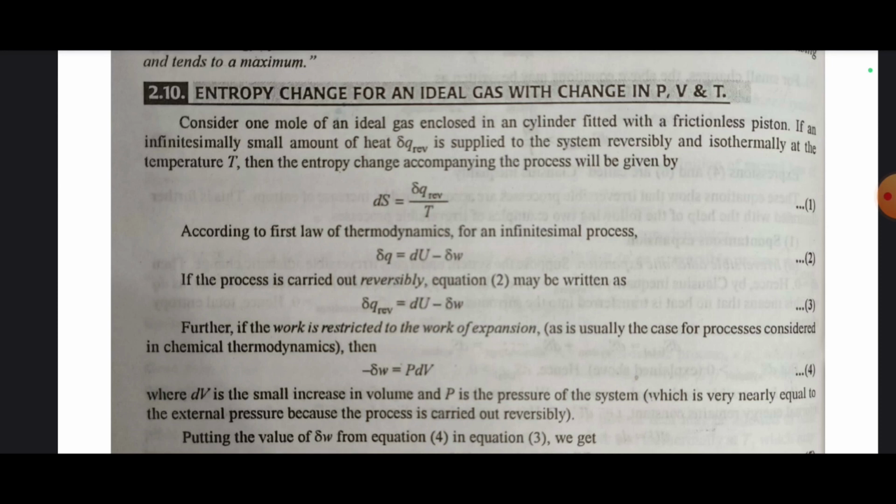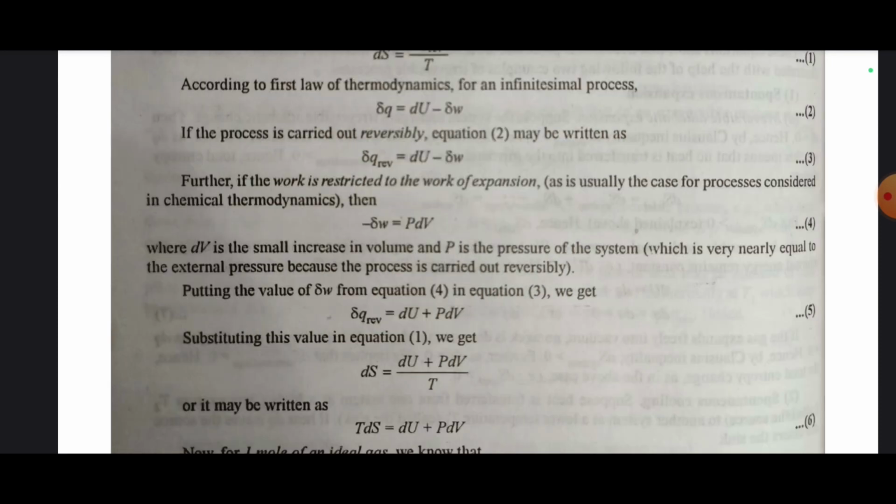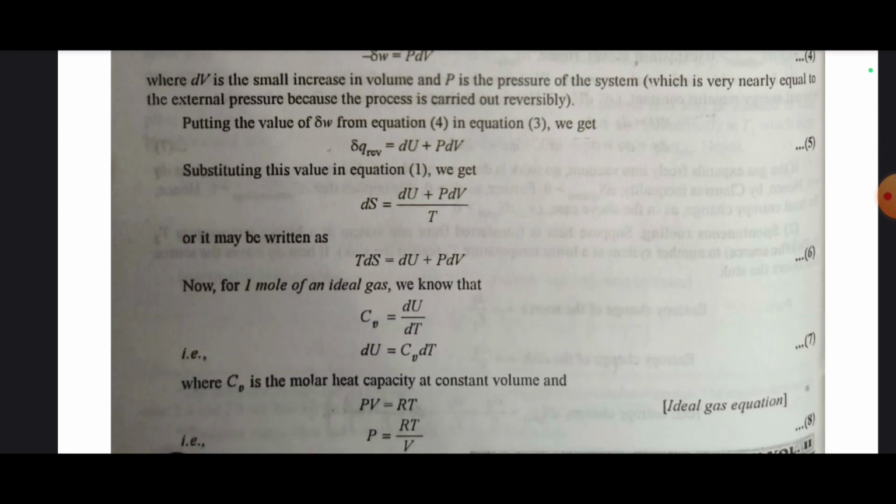Further, if the work is restricted to the work of expansion, then minus δW is equal to P dV, where dV is the small increase in volume and P is the pressure of the system. Putting the value of δW from equation 4 in equation 3, we get δQ reversible is equal to dU plus P dV. On substituting this value, we get dS is equal to dU plus P dV by T, which may be written as T dS is equal to dU plus P dV.